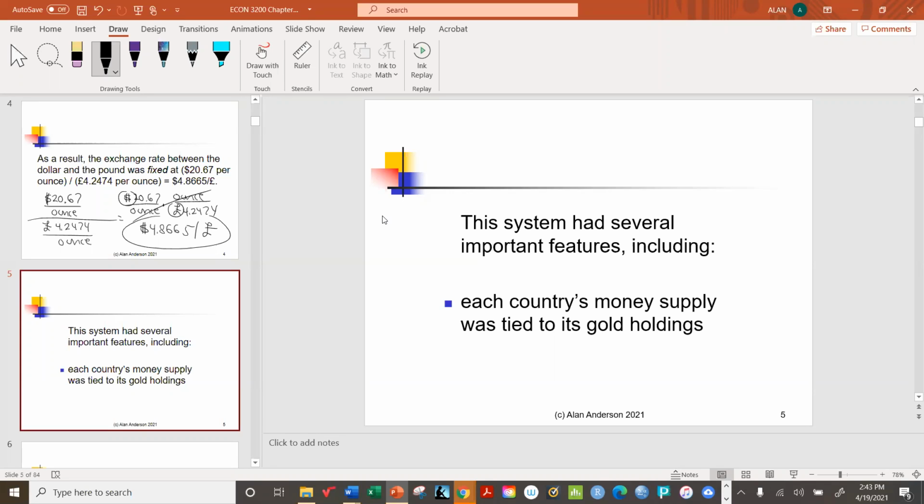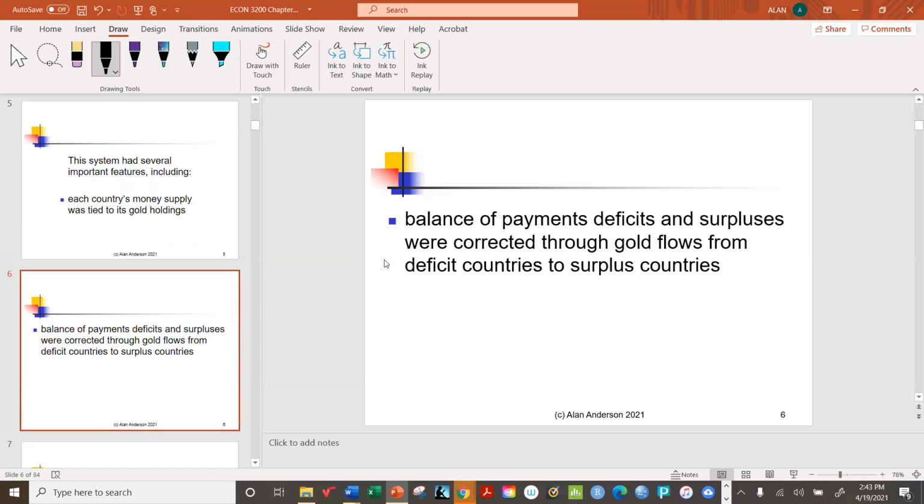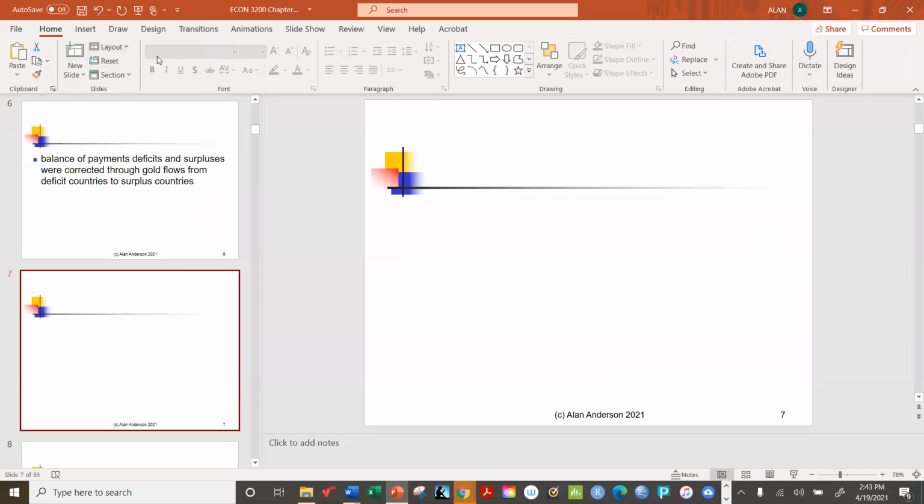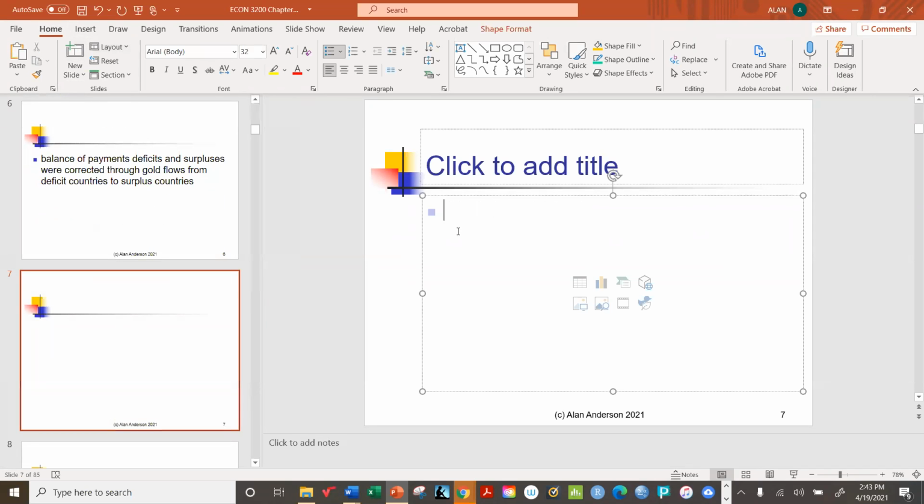Okay, in fact, people who think we should go back to the gold standard, that's one of the main reasons why they say we should go back, because the inflation is so low with a gold standard. Now, the interesting part is that the balance of payments deficits and surpluses were therefore automatically corrected through gold inflows and outflows from the deficit countries to the surplus countries. So in other words, imagine that, let's say the US has a deficit with respect to England.